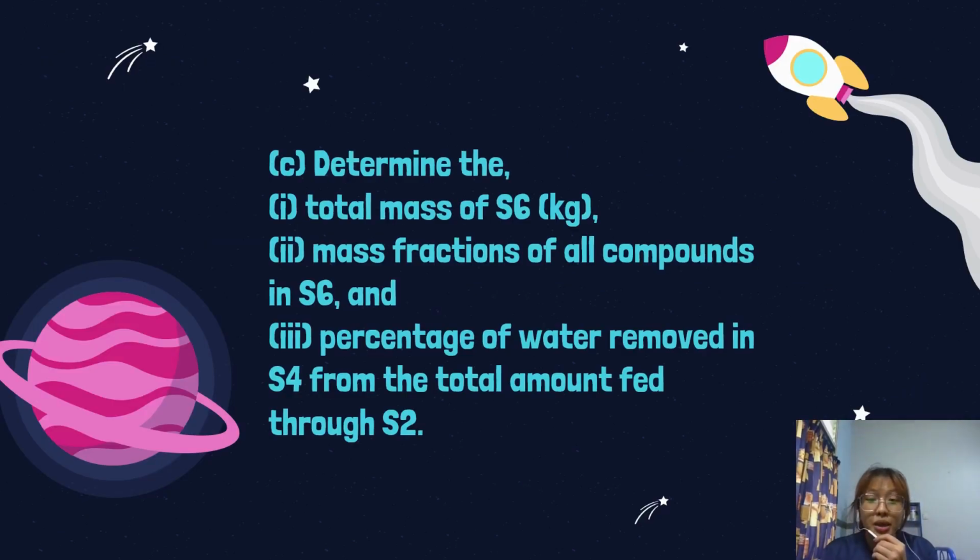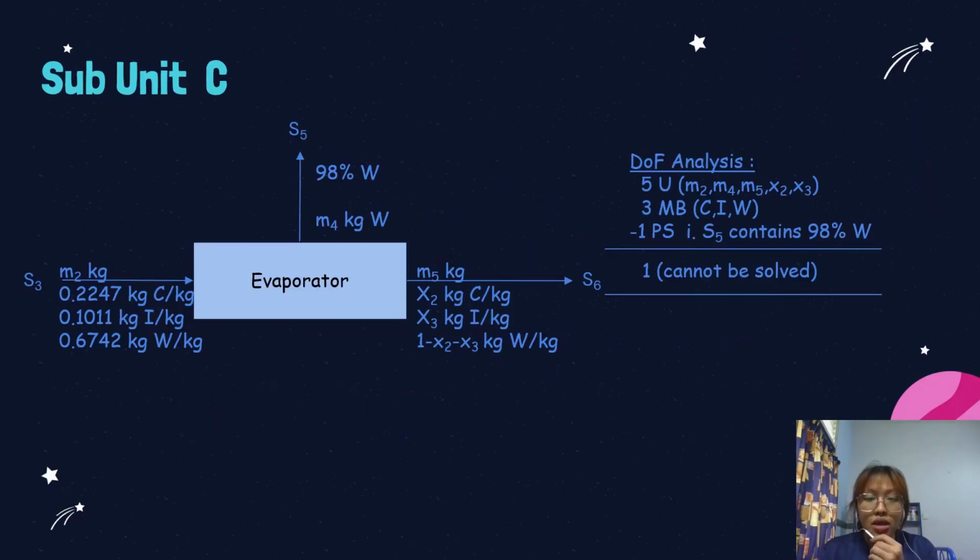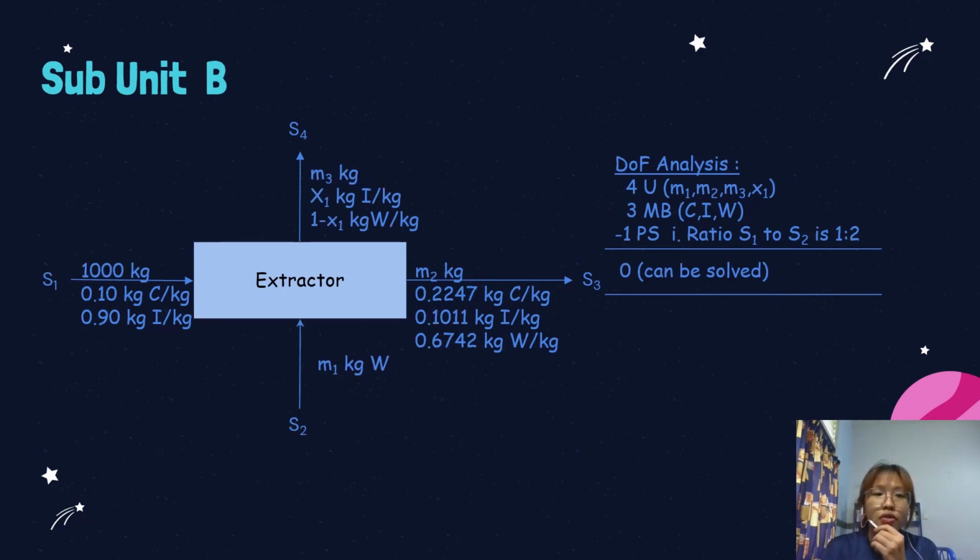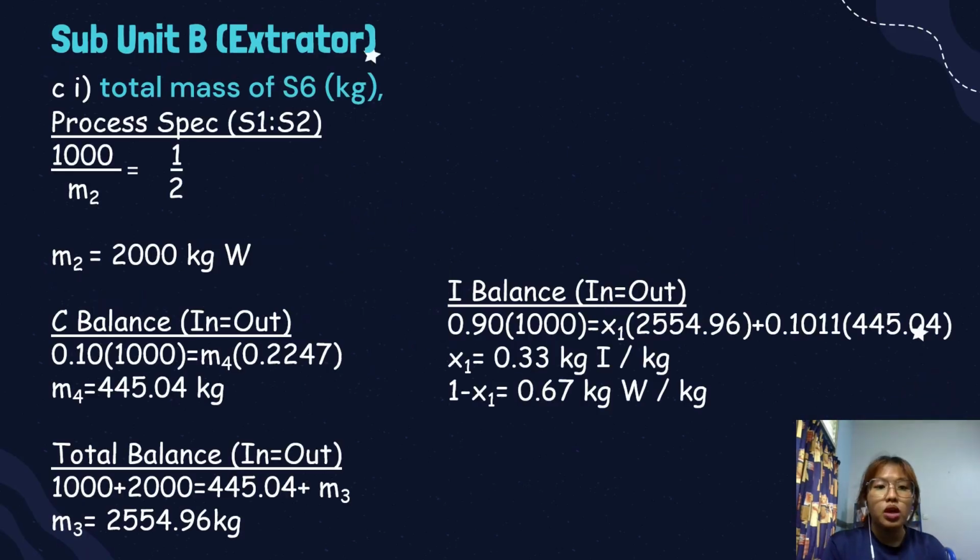Now I will present how we determine the total mass of stream 6, which is our desired product stream, in kg. From this cell we see M5 is our unknown to find the total mass of stream 6. In order to find M5, you should find M4 and M2 first. Since our DOF analysis for the overall unit is 1, we cannot resolve it, so we should start from subunit B, which is the extractor, to find M2.